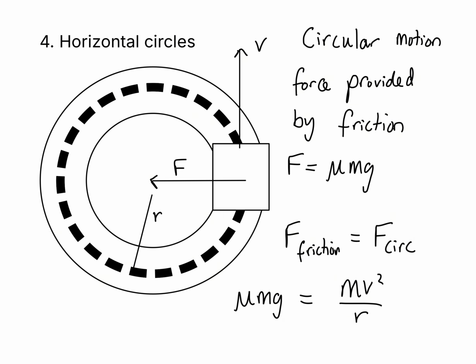First, the horizontal circle, something sitting on a roundabout, viewed from above. What provides the inward force here? Friction. The friction between the object and the surface. In this case, the tyres and the road. The friction force is equal to μmg, the only thing pulling it towards the centre. So set friction equal to the centripetal force. μmg equals mv squared over r. Spin it too fast, and the friction can no longer supply enough force, and the object comes out of circular motion. That's why you slow down going around a roundabout.